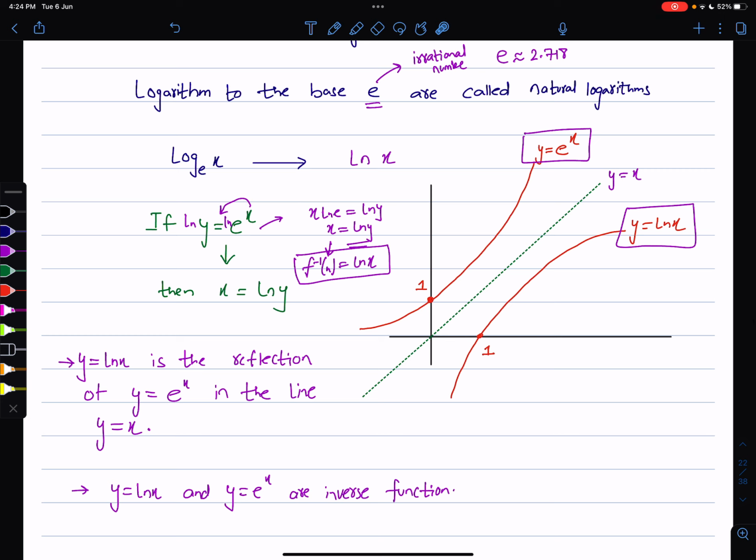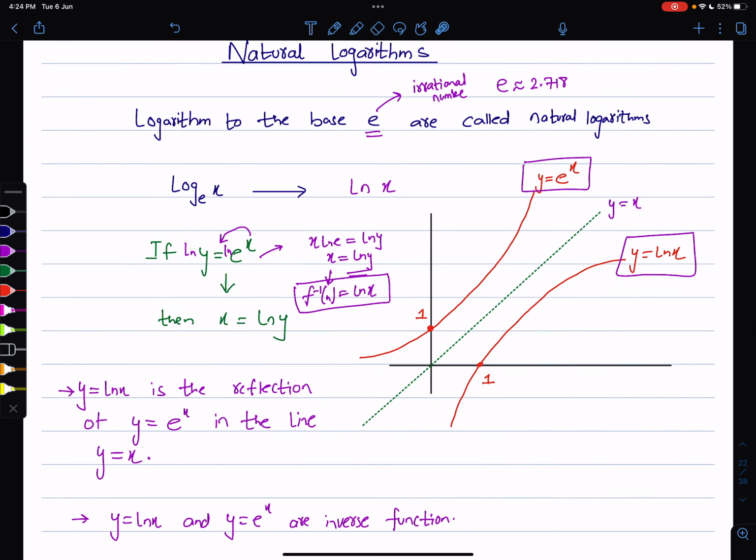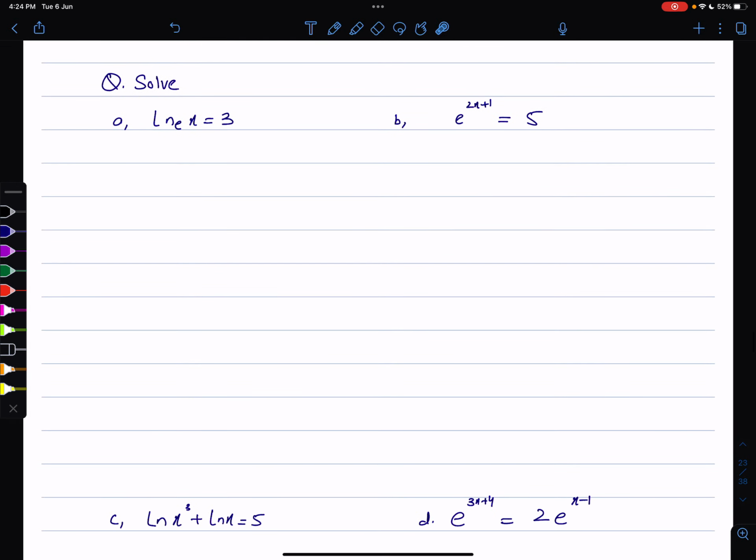Now we are going to be solving exponential and ln form equations. So the first part says ln of x is equal to 3. Usually in the question it is written as ln x equals 3. It is understood that the base is going to be e, since we have used ln, so ln is taken as base e.